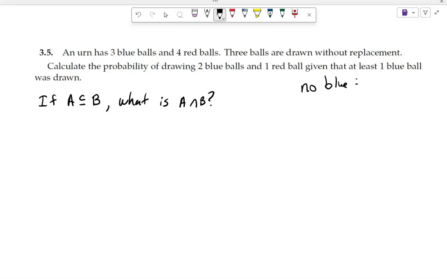I think it's more than one. If you're going to get no blues, what do you have to have? All red. How many reds do you have to draw from? And how many are you drawing? 3. So you get 4 choose 3, which is 4, right? Okay. Those are the ones that we don't want, right? So how are we going to get at least one?